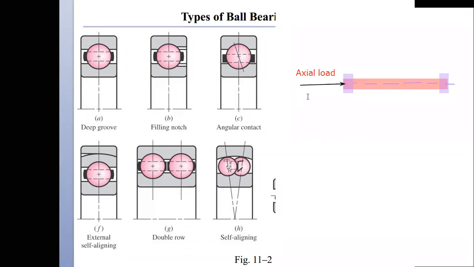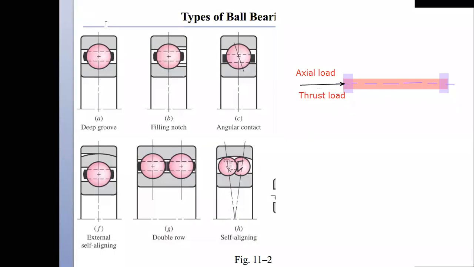And we also call it by another name, that is thrust load, right? So the load that is acting along the axis of the shaft, that the bearing is taking, we call that axial load or thrust load, right?